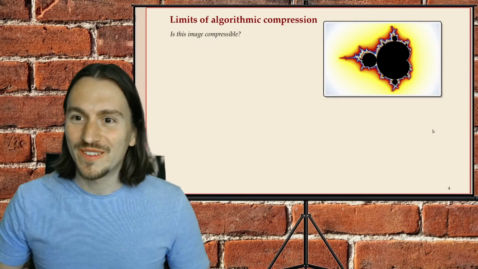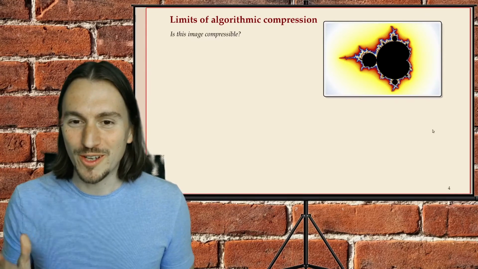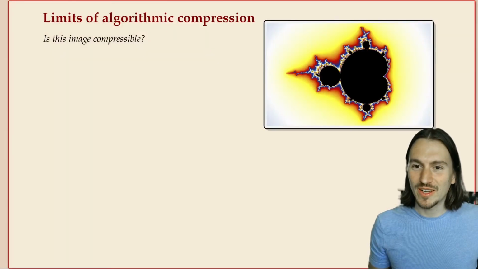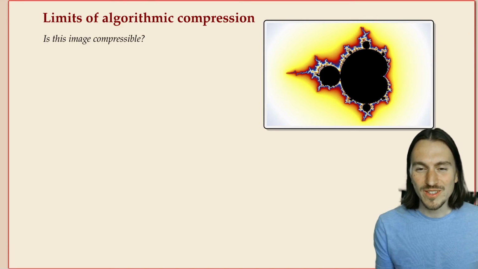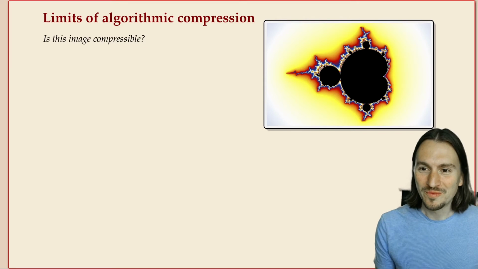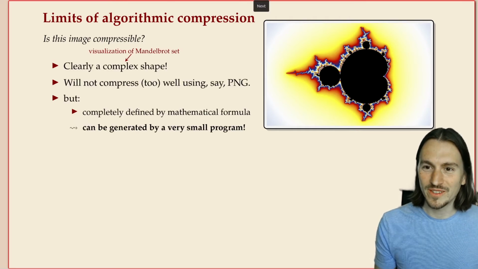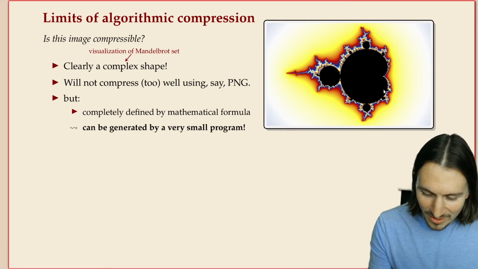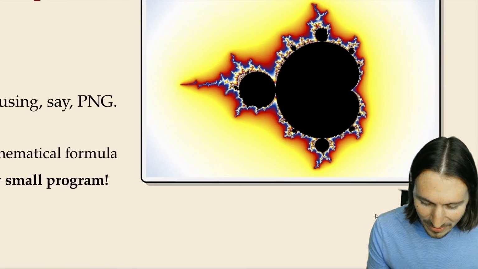Before we come back to that, I want to discuss the limits of algorithmic compression, of lossless compression. I want you to look at this image, which is maybe something you've seen before. Is this image compressible? The answer is tricky because on the one hand, it looks like a very complex shape. It sure is a complex shape. I don't know if I can zoom in here a bit more to show this better.